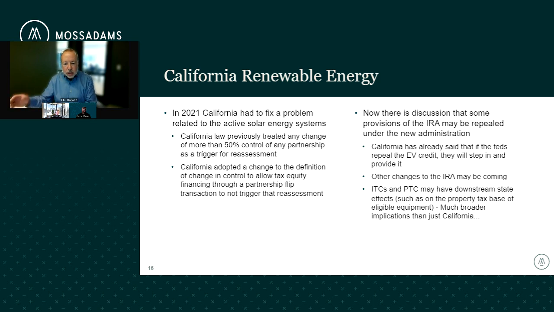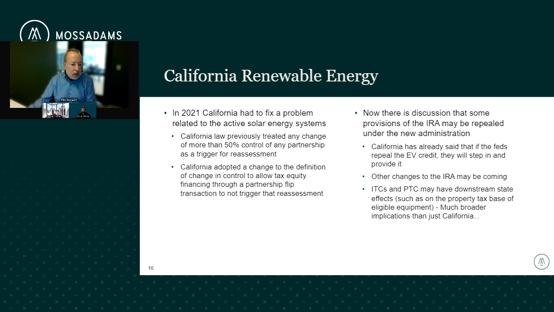And then, as I mentioned, ITCs and PTCs also do have downstream effects on your property tax base, which is an interesting carry forward or carry over. And so, any changes to the IRA that change those tax attributes may also have state tax effects that we're not really thinking about as we're evaluating what the feds are doing at that level. So it's worth taking a close look.